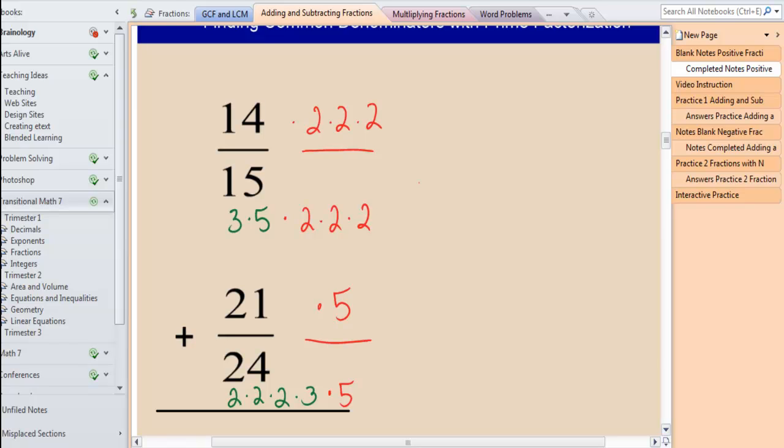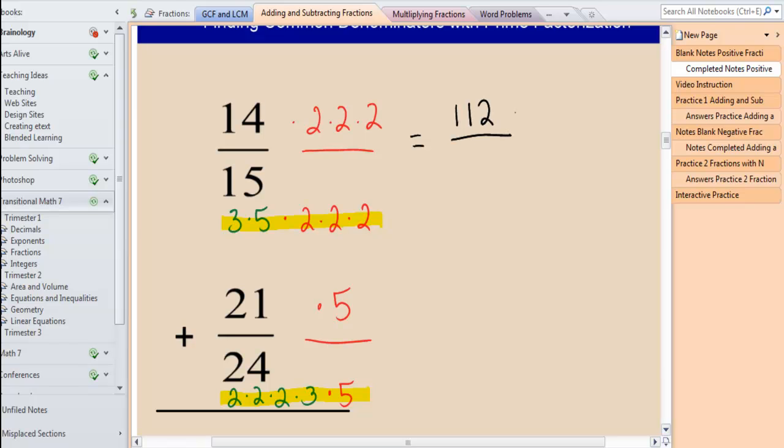And what this does is it gives our denominators the same prime factorization. We have a 3, a 5, and three 2's for both of our denominators now. So both of our denominators will be the least common multiple possible between 15 and 24. So when I multiply that out, I end up with 14 times 2 times 2 times 2, which is really just 14 times 8, which is 112.